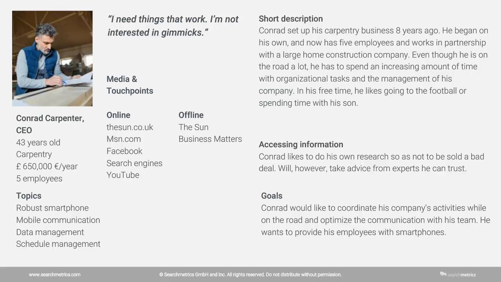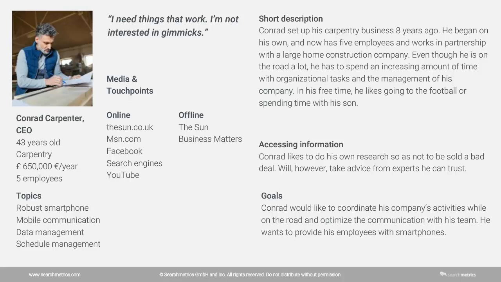For example, you look at his topics, which are important for him. We had the example of mobile communication before. So we see he wants robust smartphones, and he has some online touch points where we could reach him. So you get a lot of information, and you have to align your strategy to that. And as Michael has mentioned before, try to give them a statement, which we have here: I need things that work. I'm not interested in gimmicks. So you already know a lot about that person, about his likes and dislikes and what he needs. Now you have a very clear picture in your head when you're talking to someone. And that's basically what you're doing. You're trying to talk to someone and get him into a dialogue with you, and then, in the end, get along the user journey.